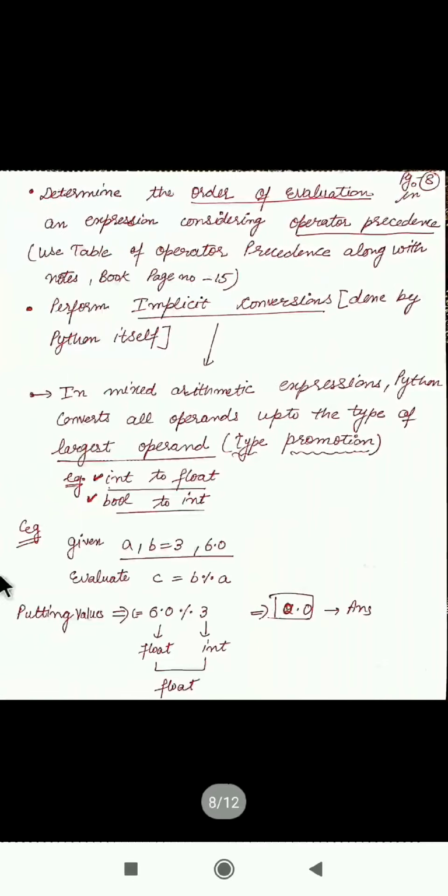So let us come back here. There are two types of conversion: one is implicit conversion and another one is explicit conversion. Explicit conversion I'll be discussing at the last of this topic. Right now I'll be discussing implicit conversion. Implicit conversions are done by Python itself. You don't have to worry about how these conversions are done by Python. It will take a criterion: the highest data type will be taken up and the lowest will be abolished.